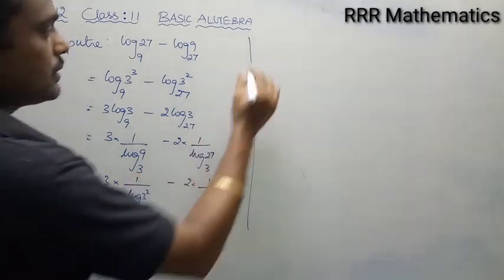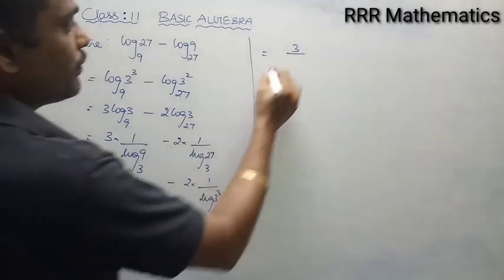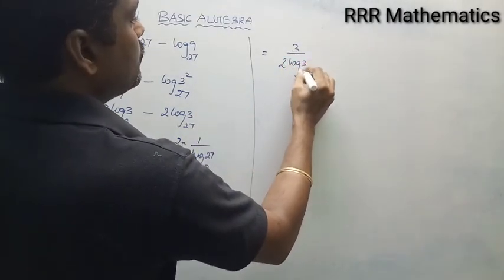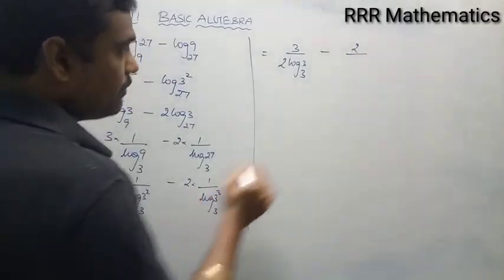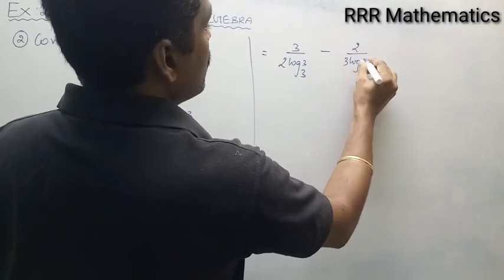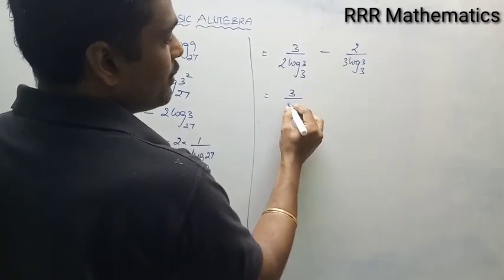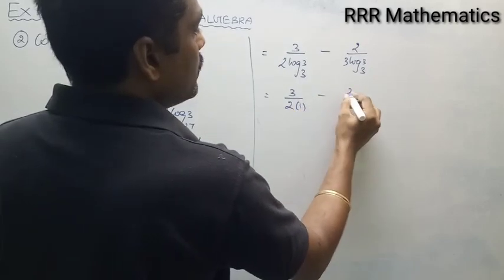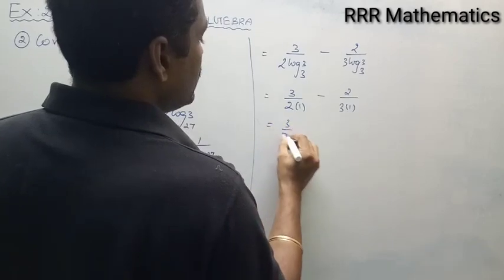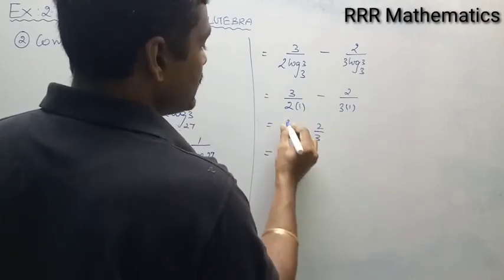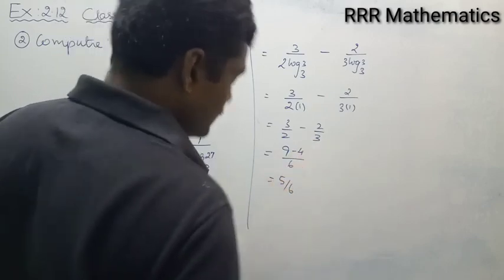Now this is 3 ones are 3. Power rule again, 2 will come to the front: 2 log 3 base 3, minus 2 ones are 2. Again power rule, 3 will come to the front: log 3 base 3. When the value and the base are the same, it will be 1. So 2 into 1, that is 2 by 3. Similarly, when the value and base are the same, it will be 1. So 3 by 2 minus 2 by 3. When you take the LCM, 9 minus 4 by 6. It will give 5 by 6.